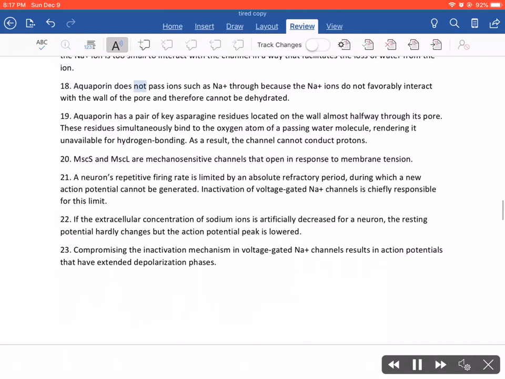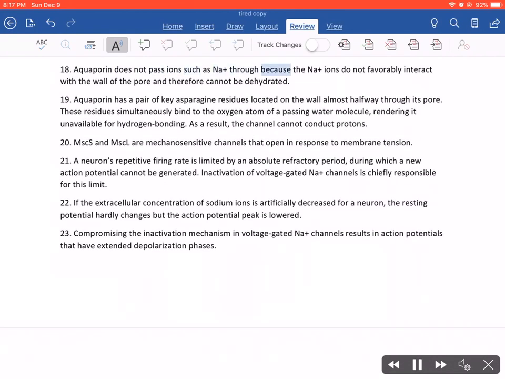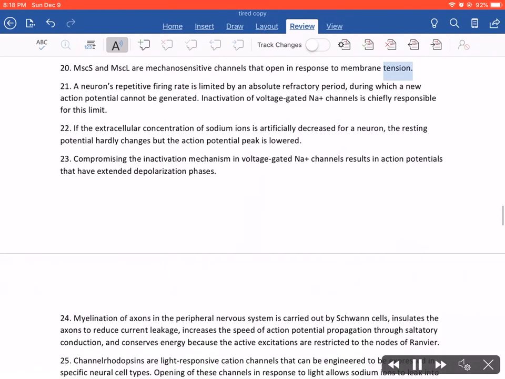18. Aquaporin does not pass ions such as Na+ through because the Na+ ions do not favorably interact with the wall of the pore and therefore cannot be dehydrated. 19. Aquaporin has a pair of key asparagine residues located on the wall almost halfway through its pore. These residues simultaneously bind to the oxygen atom of a passing water molecule, rendering it unavailable for hydrogen bonding. As a result, the channel cannot conduct protons. 20. MscS and MscL are mechanosensitive channels that open in response to membrane tension.